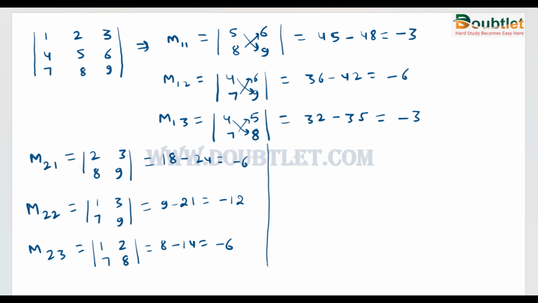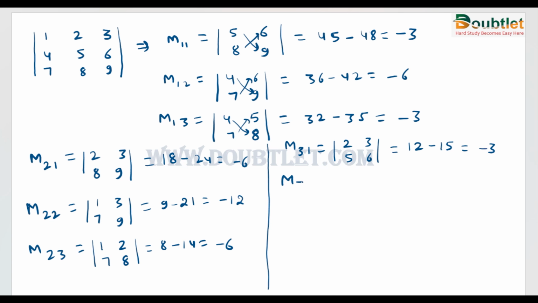Now for the third row, so we get M31. M31 means we have to remove the third row and first column, then the matrix will be remaining and we have to find the determinant of that. This is 2, 3, this is 5 and 6. So if we cross multiply, this is 12 minus 15. So it will become minus 3.